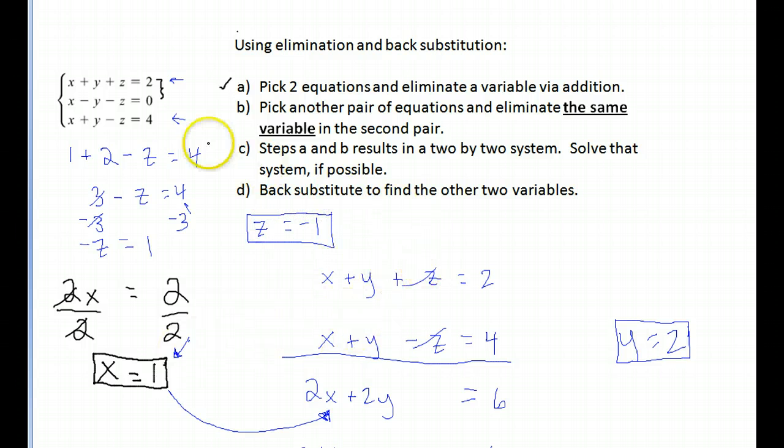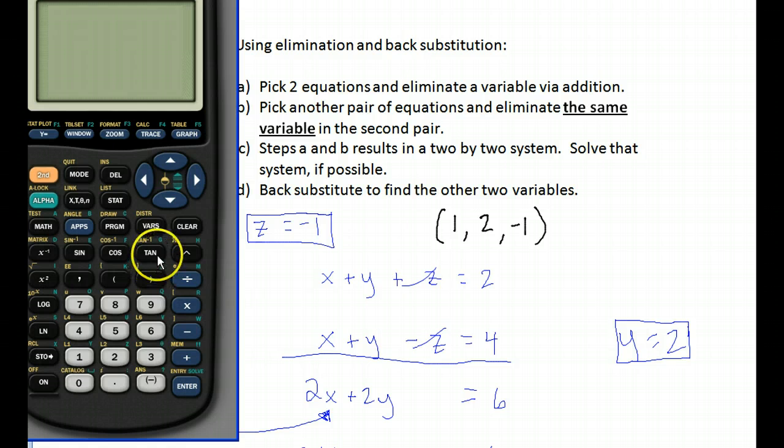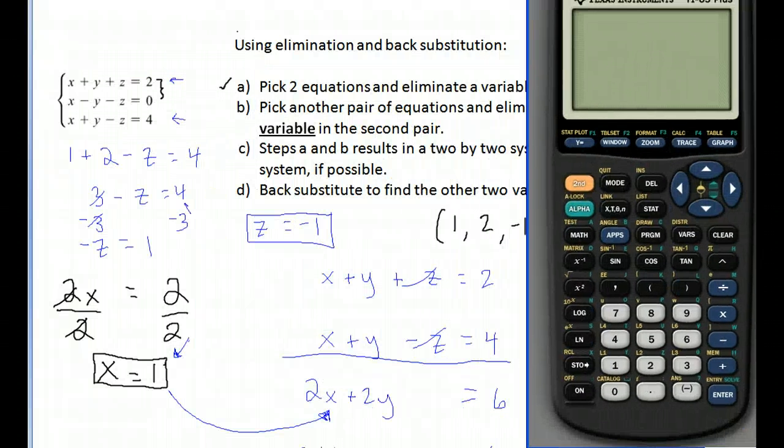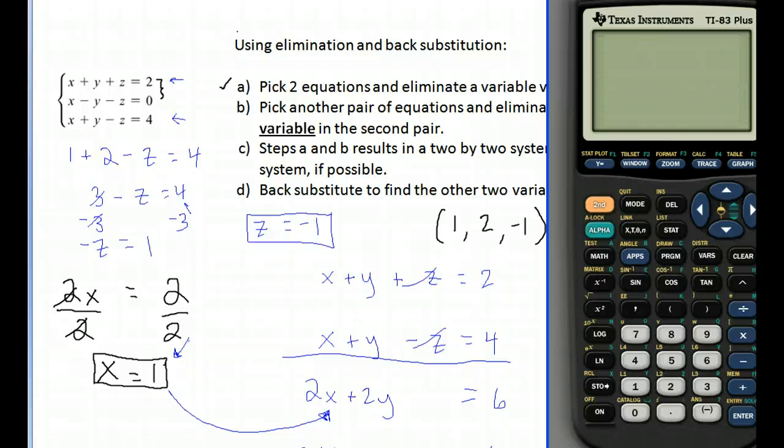Alright, so my ordered triple, again, it's an ordered triple, not an ordered pair, but my ordered triple is x equals 1, y equals 2, and z equals negative 1. Alright, now your last step, it's an optional step, just throw it in there and check to make sure that this works. Now you can use your calculator to help you with this. You don't have to do it this way. You can just plug them in individually.